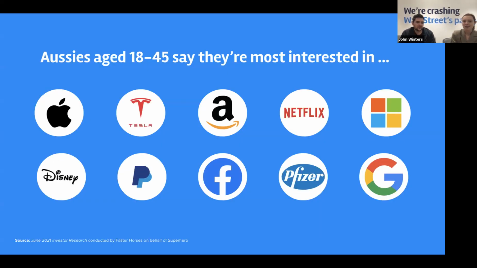So as part of our survey and research that we did in June, we asked people what stocks they were most interested in when it came to the US. And we had some interesting results. These were the top 10 that people came back with. And the first 5 there are not surprising to me. You see the biggest brands in the world, your Apples.